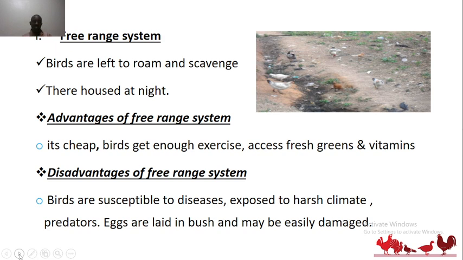But there are some disadvantages. Because of the poor biosecurity in this free range, these birds are susceptible to diseases. We find that in free range, most of the chicks die. I've witnessed it, like maybe a hen can lay 10 eggs, it hatches 7, then it ends up with only one growing. So free range is not good for us to do.